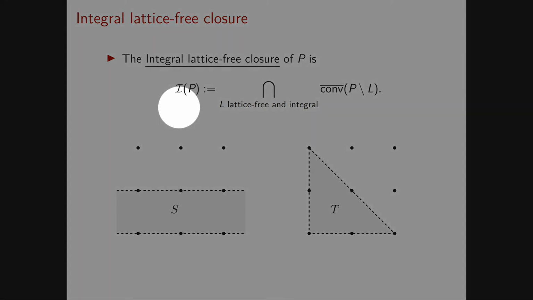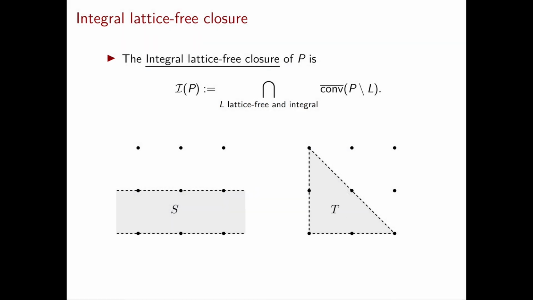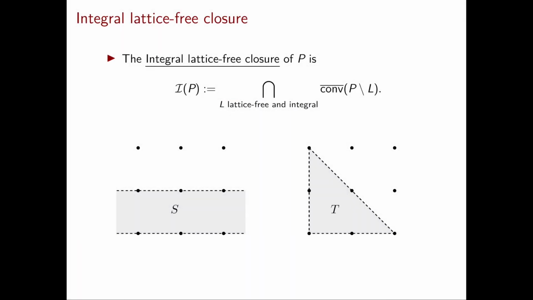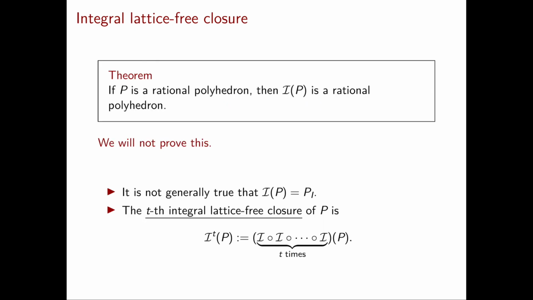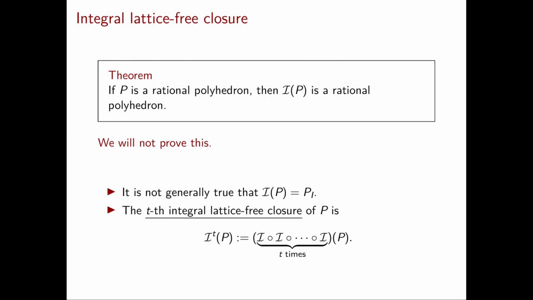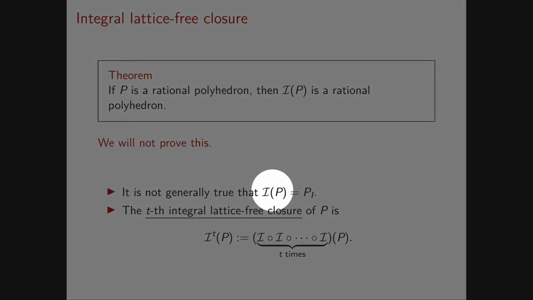Also note that these are just two examples of lattice-free integral polyhedra. Of course, there are many more, but these are the only ones that we can visualize in dimension 2. Furthermore, of course, you can also take any affine transformation of both these sets and obtain other lattice-free integral polyhedra in the plane. Also in this case, like for the splits, one can show that if P is a rational polyhedron, then the integral lattice-free closure is again a rational polyhedron. However, it's not generally true that the integral lattice-free closure is equal to the mixed integer hull. So we might need several rounds to obtain the mixed integer hull.